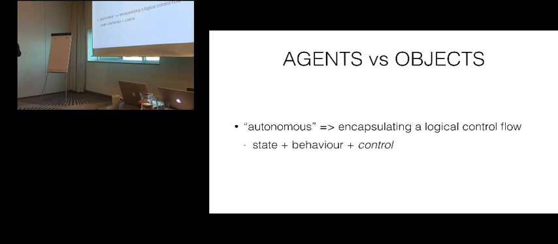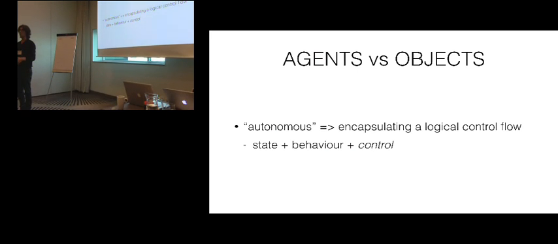OK. So let's consider agents versus objects. What's the main difference, if I have to take one main difference between agents and objects? Well, if in objects we find this encapsulation of state and behavior, agents provide also encapsulation of a control flow. So the notion of autonomy, from the lowest-level point of view, we can think of as the fact that I encapsulate a control flow in order to achieve some goal. So I'm not encapsulating only state and behavior, but the control of that behavior. This is pretty much the same as actors, in a sense.